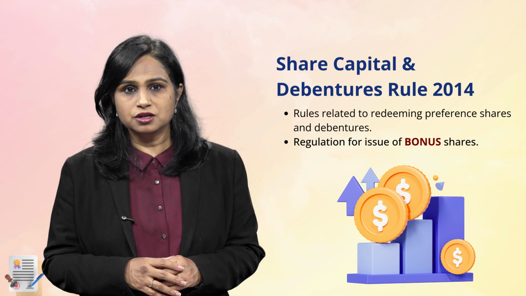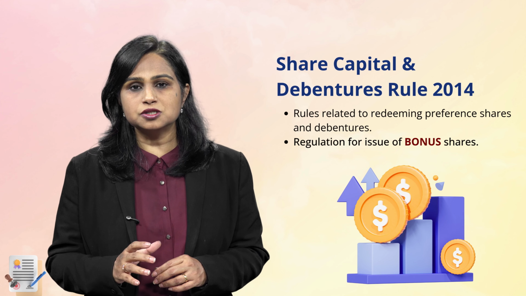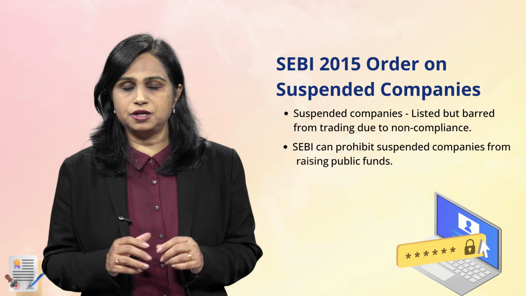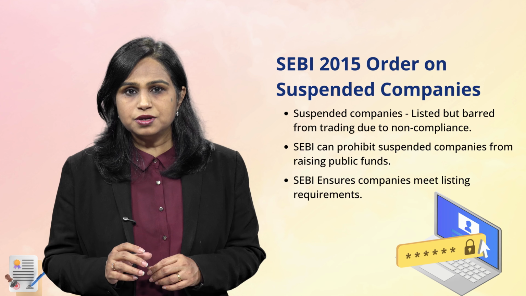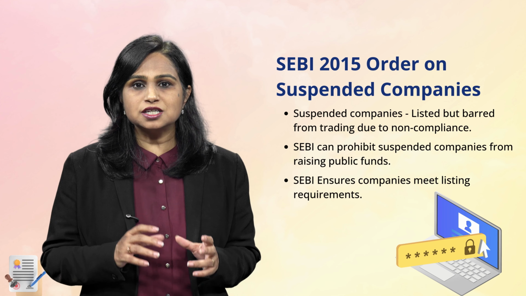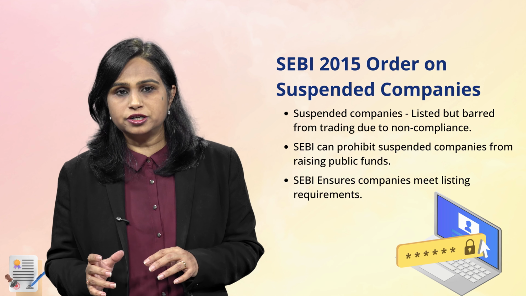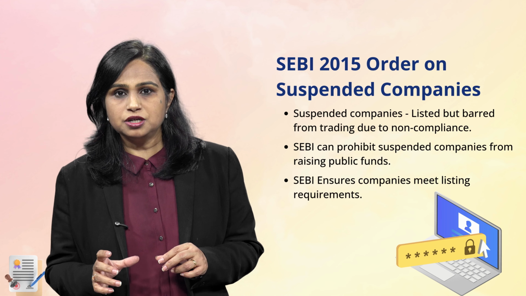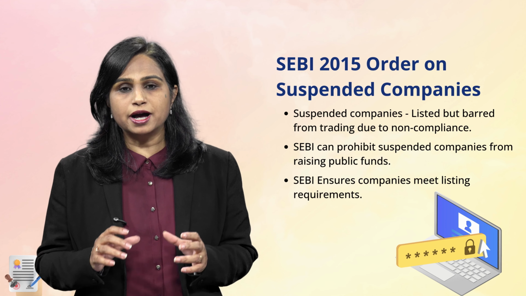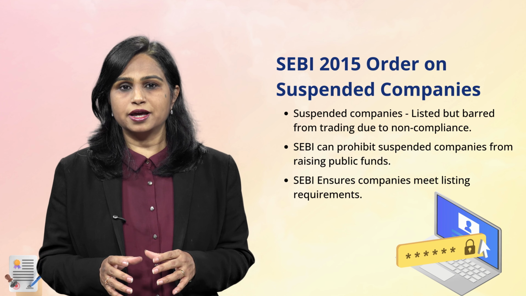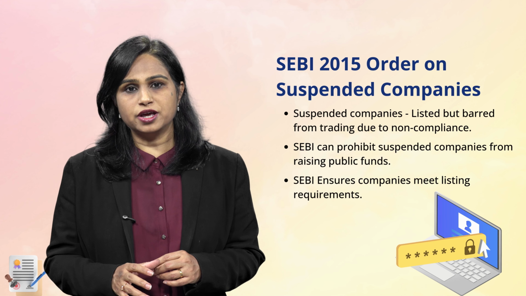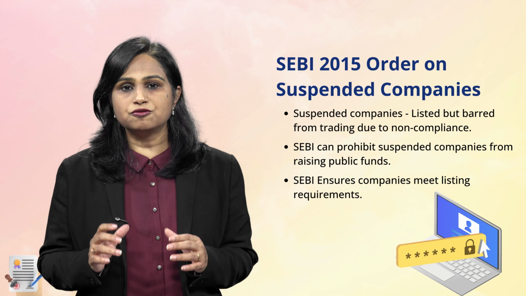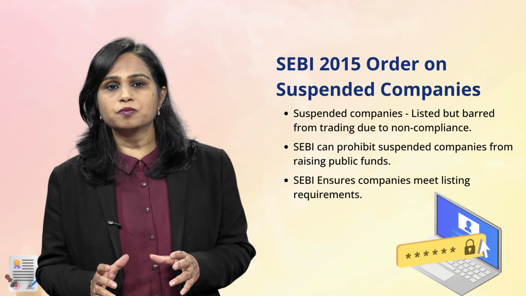If you visit the website of SEBI, you can find all the rules and regulations and orders given by it. One such important order was released by SEBI related to suspended companies. In the year 2015, SEBI released an order related to prohibition on raising further capital from public and transfer of securities by suspended companies. Here, a suspended company refers to a listed company whose shares have been suspended from trading by a recognized stock exchange due to non-compliance with listing requirements. So, according to the regulation, SEBI has the authority to prohibit companies from issuing a prospectus and accepting funds from the public if the company does not follow the listing requirements.